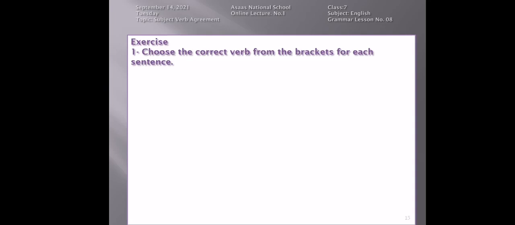Alright students, now let's solve some parts of your exercises. Choose the correct verb from the brackets for each sentence. See the first one. This brand of biscuits is or are imported. Which do you think will be used? Are we talking about biscuits or the brand of biscuits? The brand is something that we are talking about, and it is singular, brand. So "is" will be the appropriate verb here.